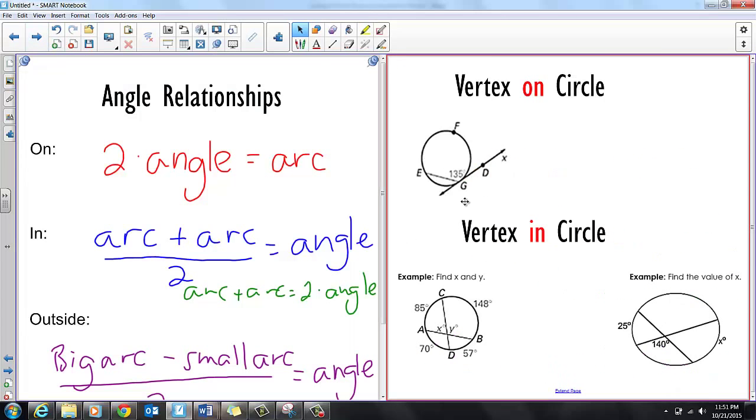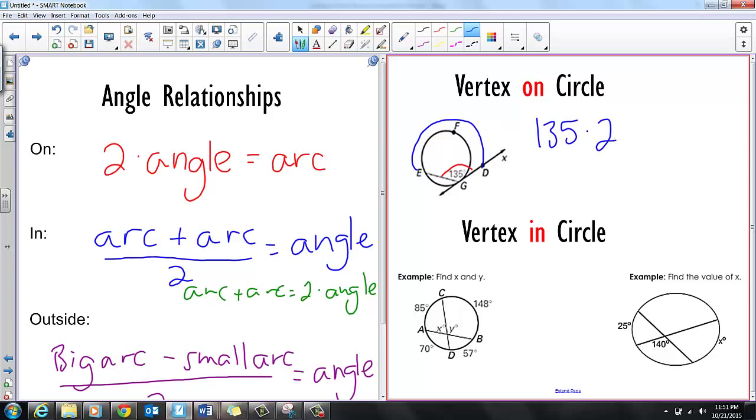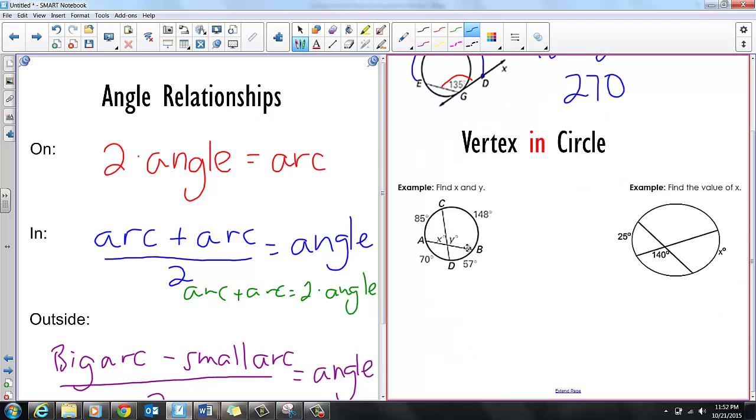If the vertex is on the circle, I've got my angle of 135 degrees. I know that this arc is going to be 135 times 2. So the length of that arc is going to be 270 degrees. We found that because we did 2 times the angle, just like this says over here.